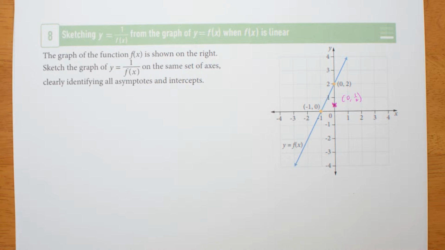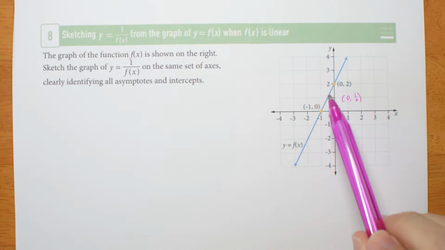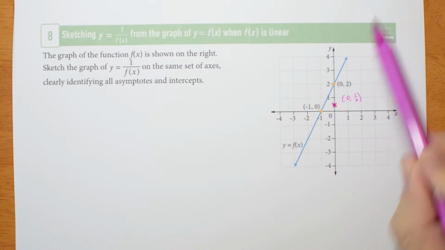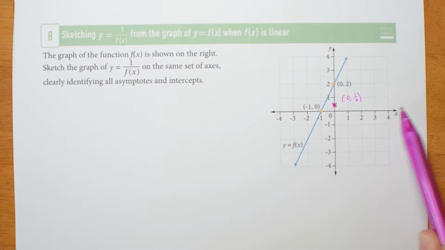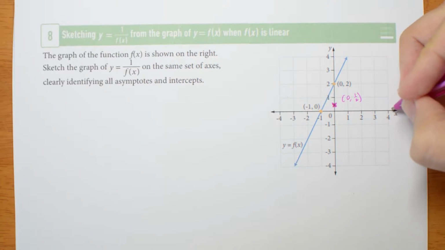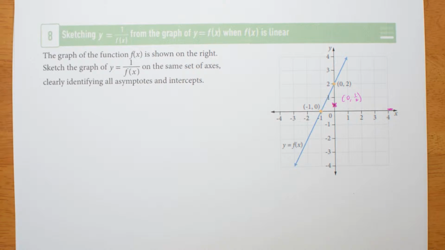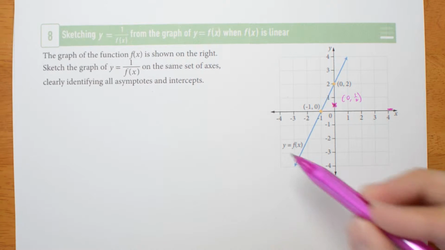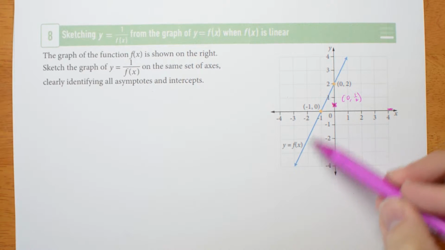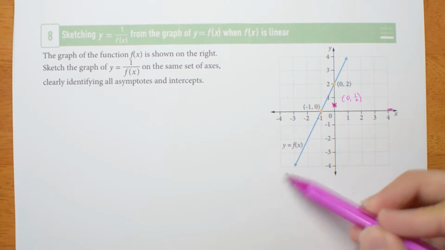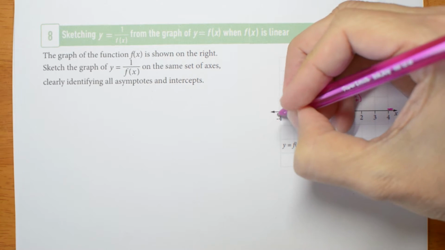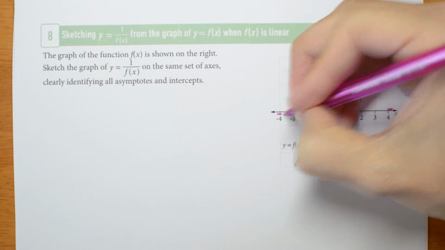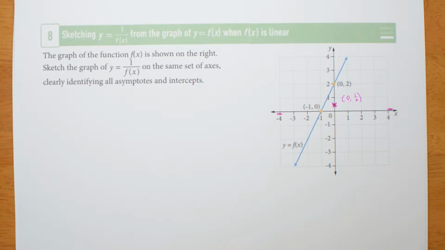I can work out the extremities. As this graph gets bigger and bigger and bigger, my reciprocal is going to get smaller and smaller and smaller and closer to 0. So it's going to come in just above 0 over here. Same thing on the other side except negative. It's going to become a very large negative number. So the reciprocal is going to get closer and closer to 0 from the negative side.